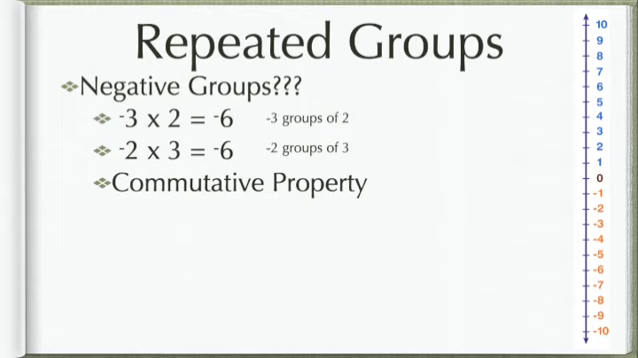So if we commute negative 3 times 2, we get 2 times negative 3, and that's still negative 6, just as the dot shows you. And if we reverse, or we commute, negative 2 times positive 3, then we have positive 3 times negative 2. Watch the dot again. 1, 2, 3 groups of 2. You still landed at negative 6. So you can use the commutative property to understand that when you have one negative factor, your answer is going to be negative. So what if they're both negative?